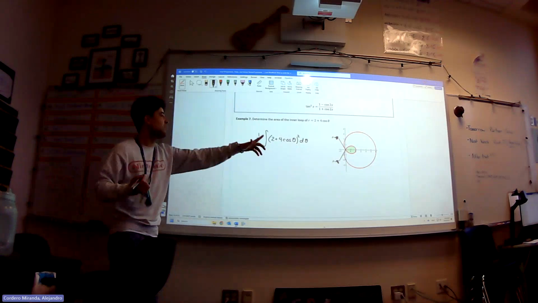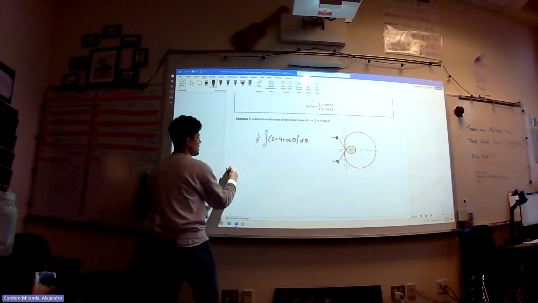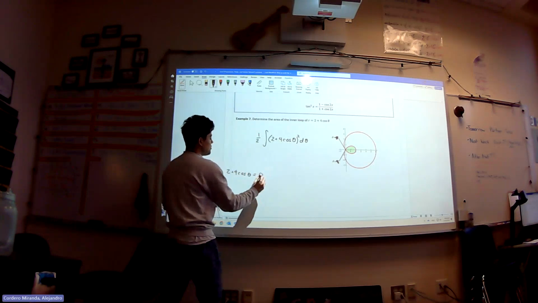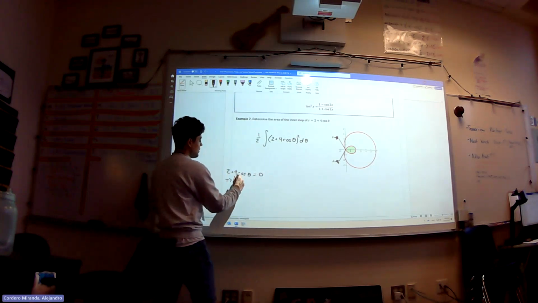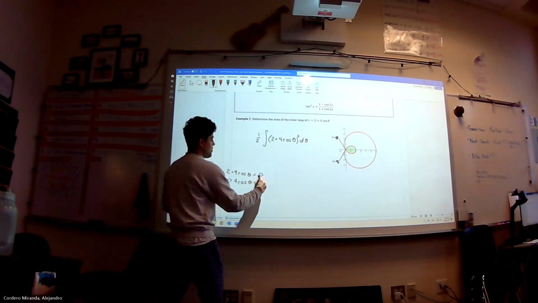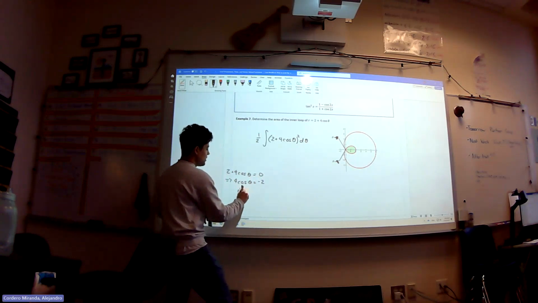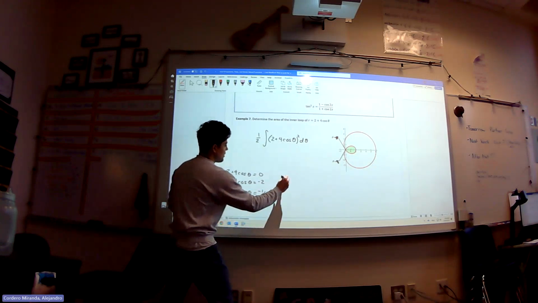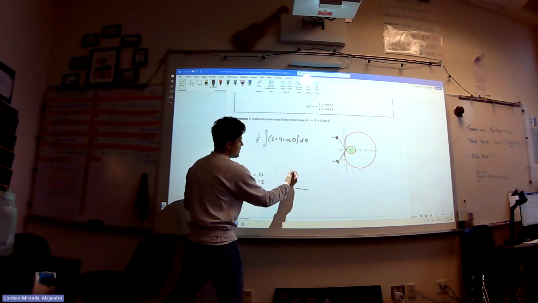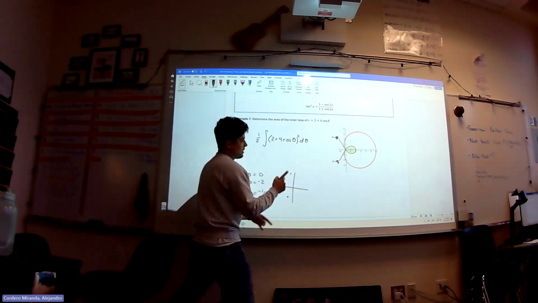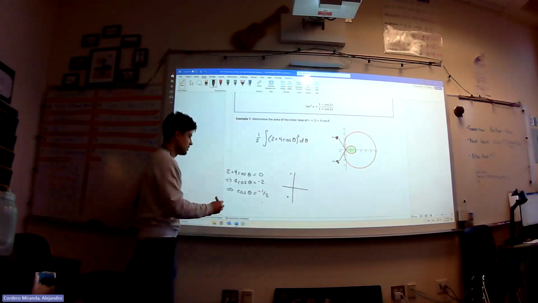Okay, so if they didn't give you those, then you'd say 2 plus 4 cosine of theta equals 0. You'd solve this, which means cosine is negative 1/2. And then that tells you on the unit circle that's negative 1/2 here, and it's negative 1/2 here, which is 2 pi over 3 and 4 pi over 3, which is the things that they gave.